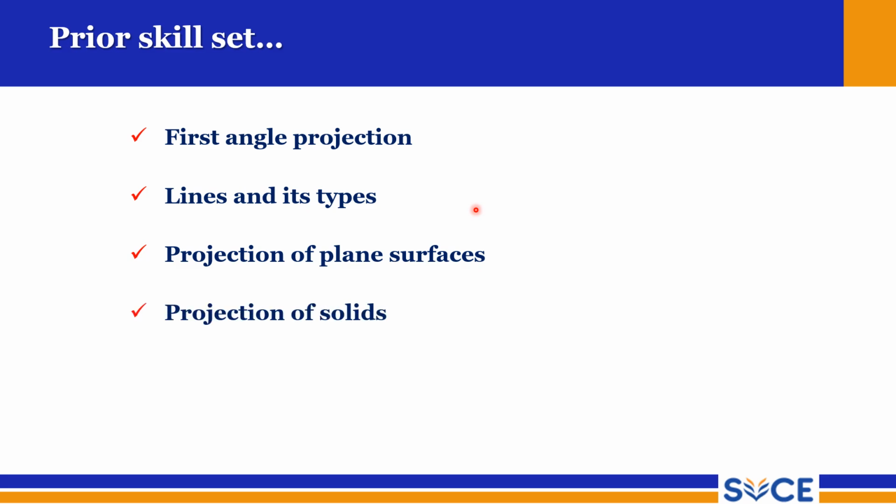Projections of solids. In an earlier unit, we have discussed the projections of solids, so that is also required here because we are going to deal with projections of solids only. The sections of solids. Sectioning is nothing but cutting the solid. So that knowledge is essential here. This sectioning is done using the projections of plane surfaces only. So the plane here is applied as a sectioning knife. So that we are going to see here.